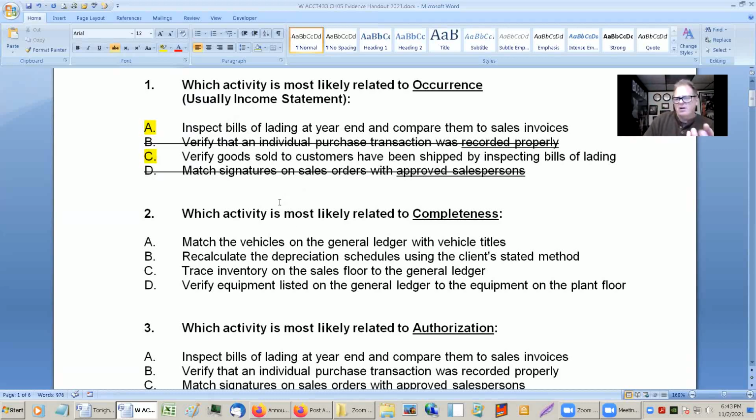Now, when we talk about the occurrence, so basically we're saying, okay, for instance, they had sales. How do we know that this occurred? Let's say there's an individual sale. They made a sale on June 14th, whatever it is. How are we going to see if that actually occurred? How do we know they didn't just make it up? What activity are we probably going to do? A or C?